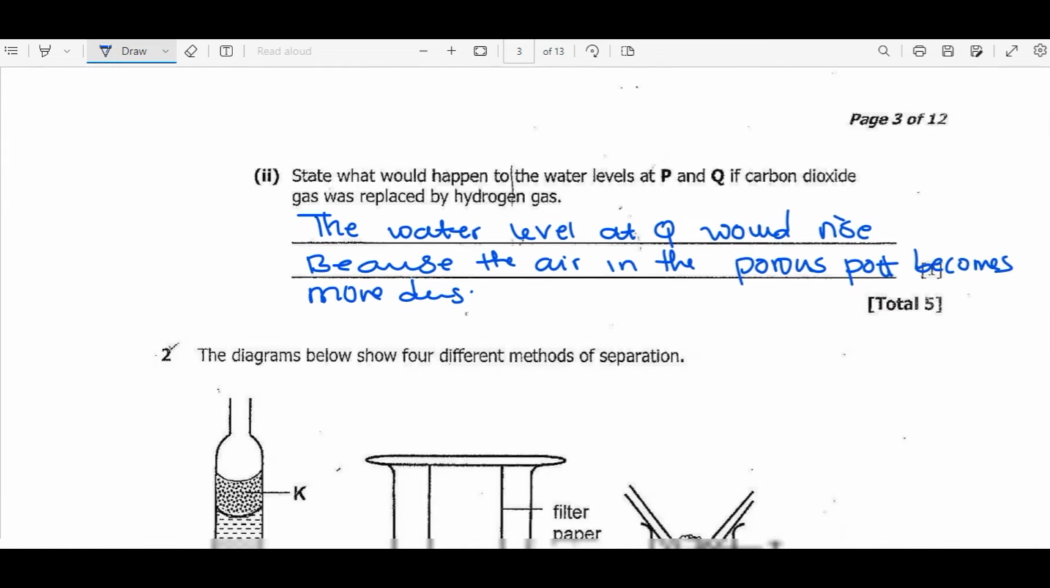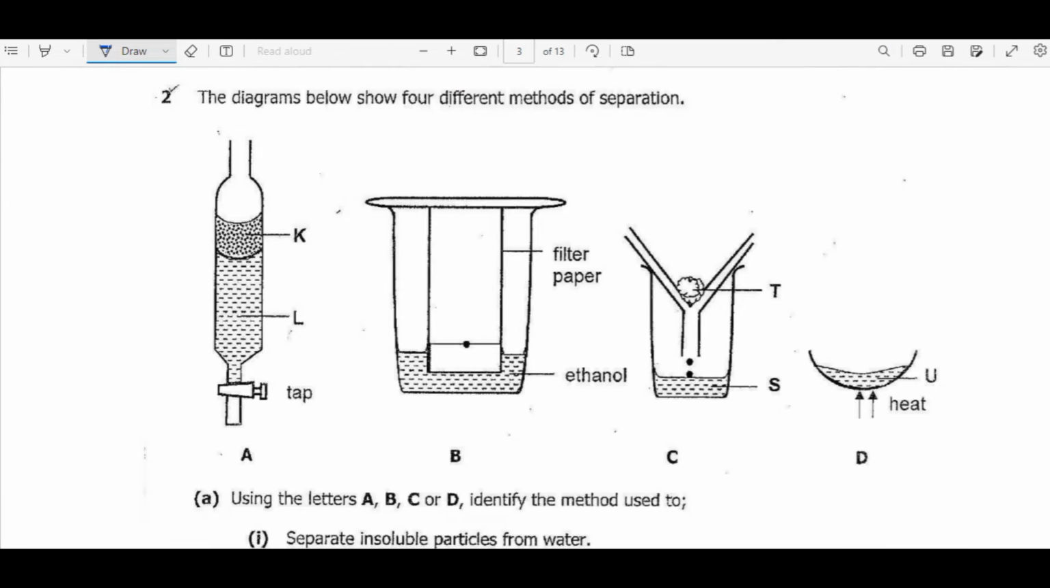Okay, so we move on to question 2. The diagrams below show 4 different methods of separation. So we have the first one. This is a separating funnel.